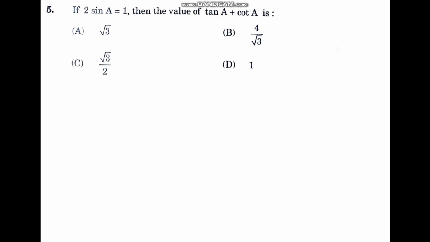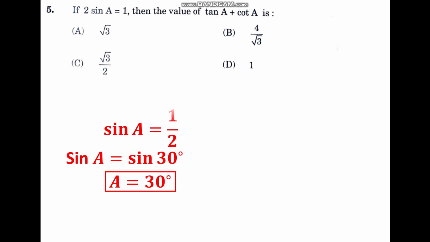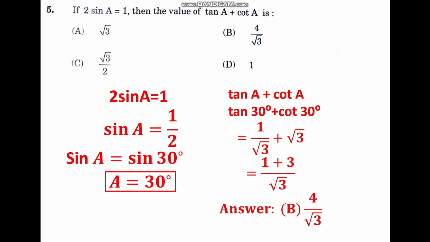Question number 5, if 2 sin A equals 1. If 2 sin A equals 1, that means sin A can be written as 1 by 2, and in the table of sine, 1 by 2 is sin 30 degree. That means A is 30 degree. Now let us substitute in tan A plus cot A. We know that tan 30 is 1 by root 3, cot 30 is root 3. When we are adding it, the correct answer is 4 by root 3. That is option number B.